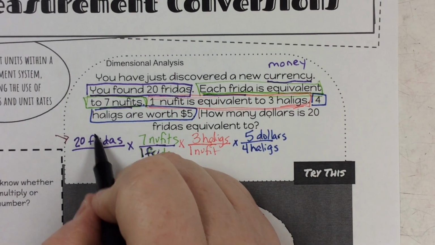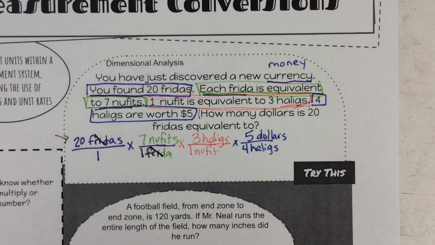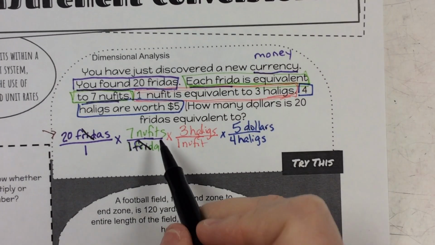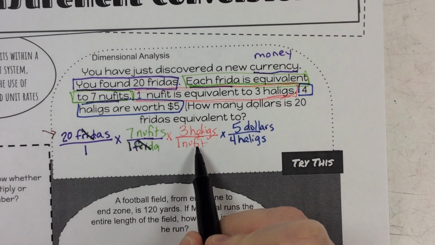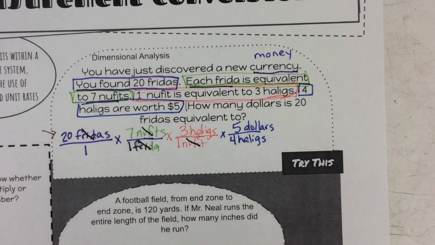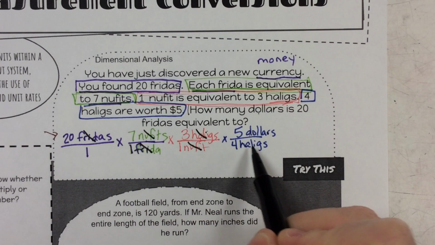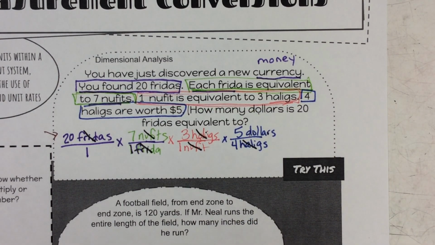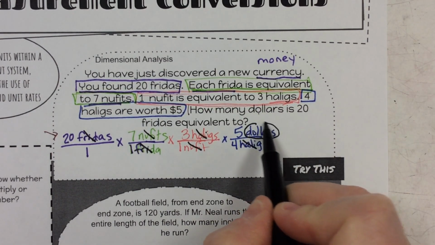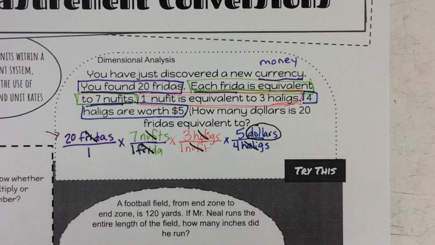Well, right here, if I have Fridas on top and Fridas on bottom, they cancel each other. Okay, that's great. But now I have Newfits on top and Newfits on bottom, and they're going to cancel each other. I have Halligs on top and Halligs on bottom, and they're going to cancel each other. So what I'm left with are dollars. That means my answer will be in dollars.